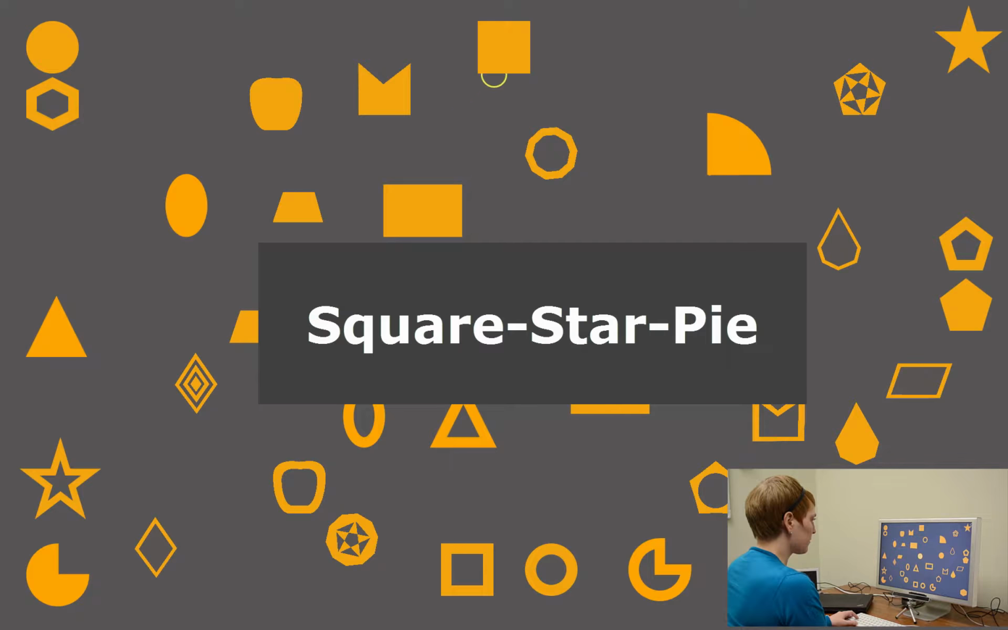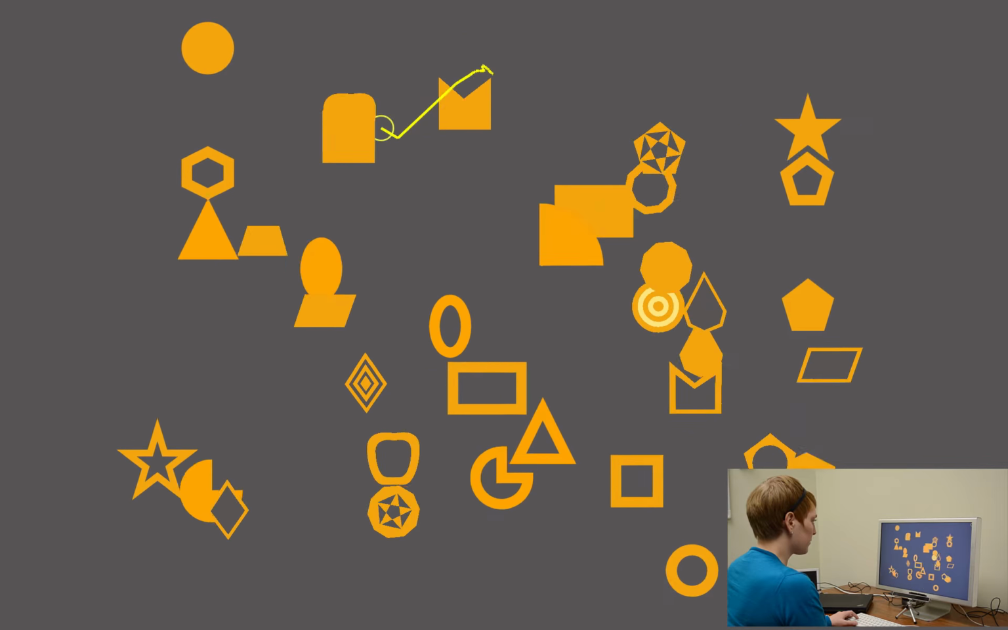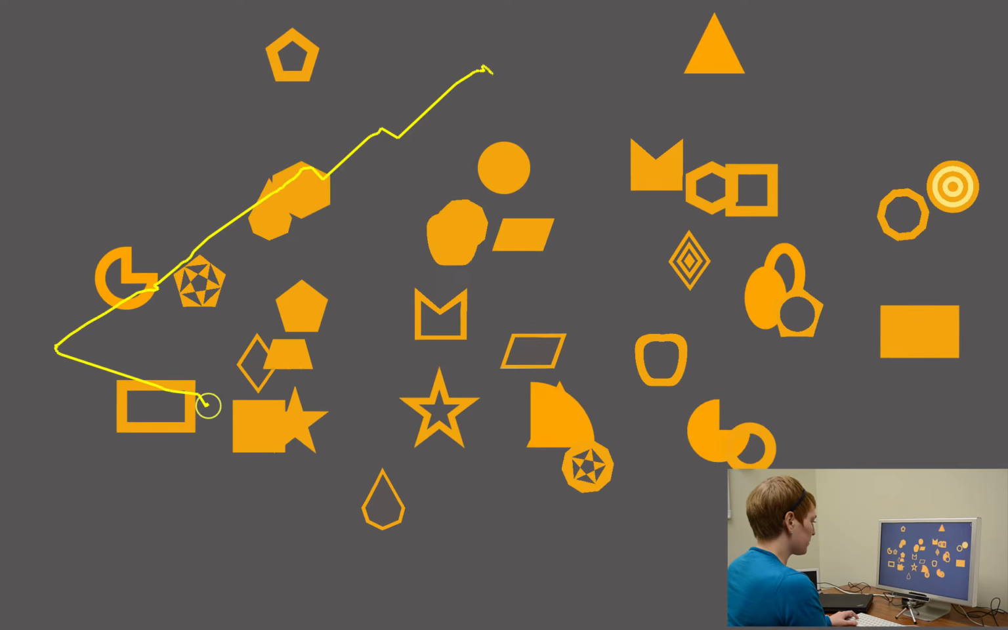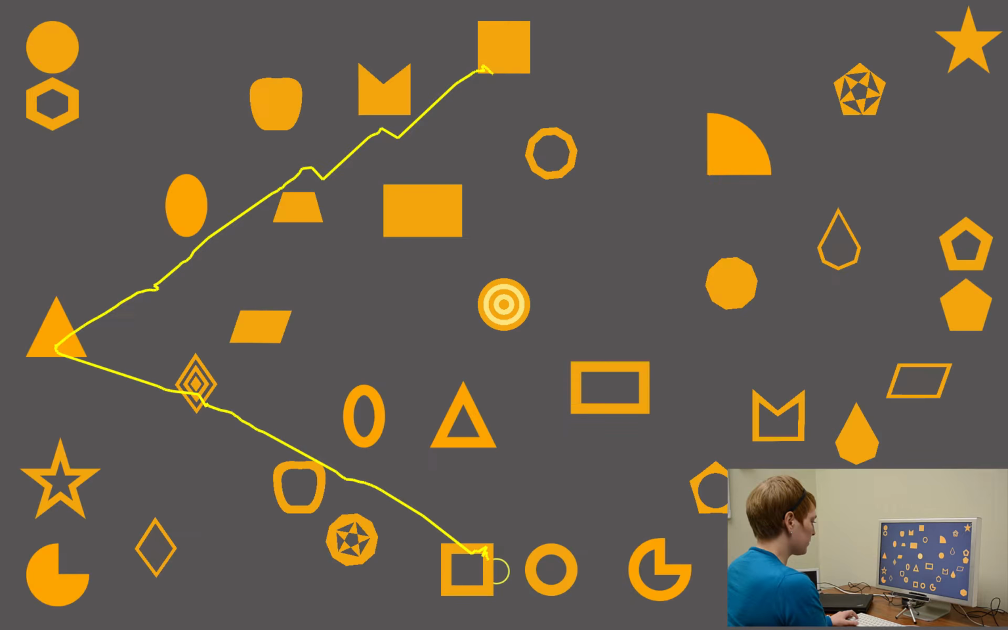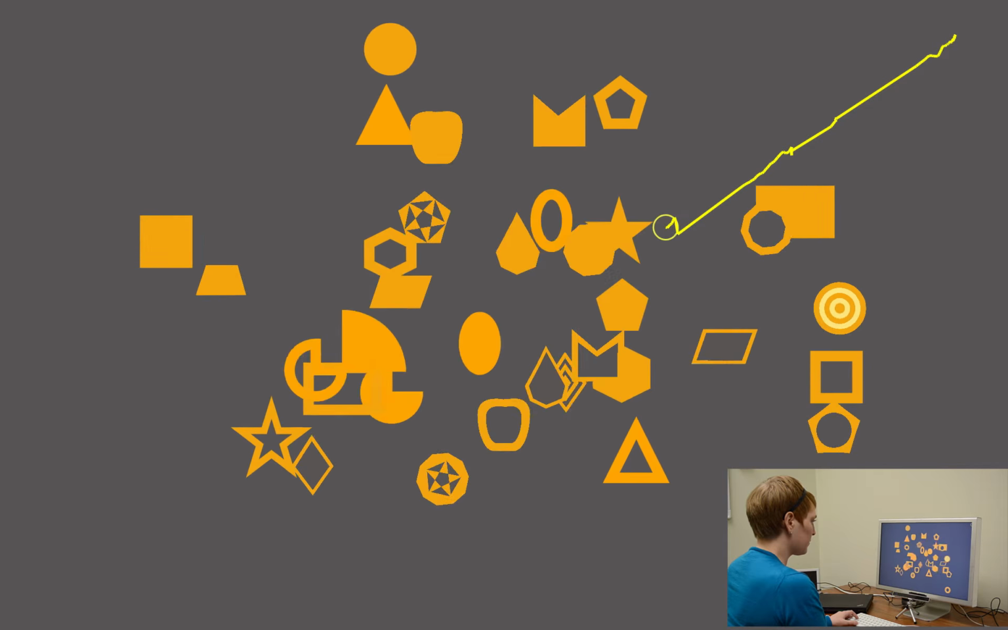Now we will see the user attempt to authenticate using her shaped password. She will first follow the square. The user's scan path is shown here as a visual aid, but the user does not see this feedback during authentication. Next, she will follow the star.